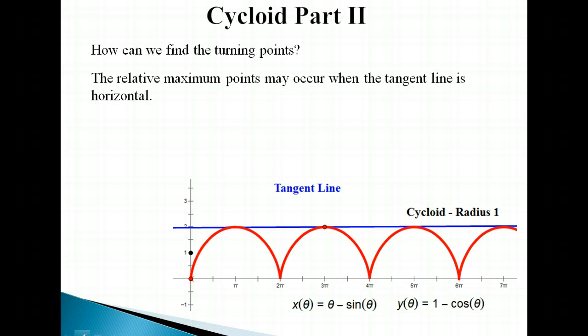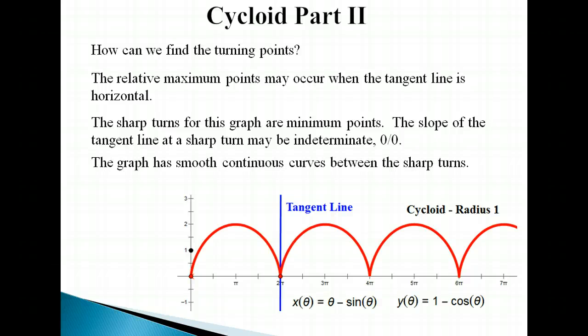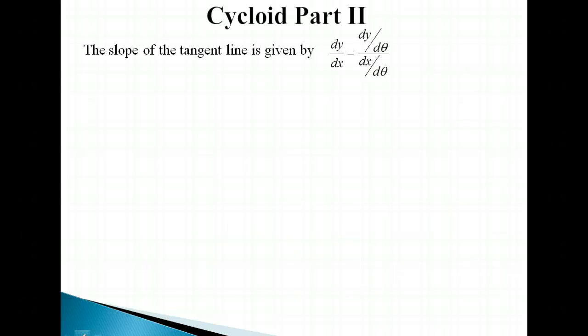Okay, so we saw that we can find our maximum points where the slope of the tangent line is 0. For the sharp turns, our tangent line is vertical, and it's going to be an indeterminate form of 0 over 0. And in between our sharp turns, we have a nice smooth continuous curve, so we won't have any gaps in there.